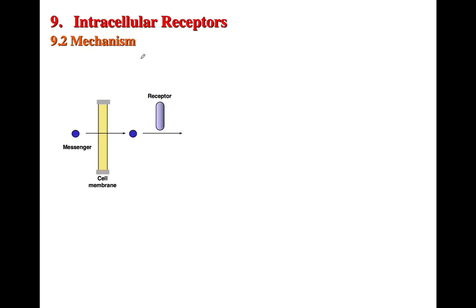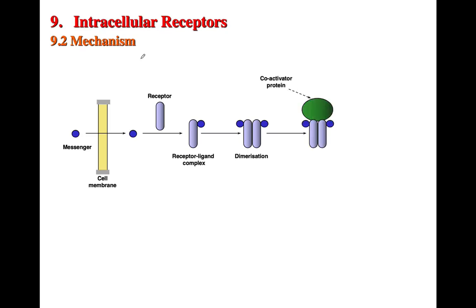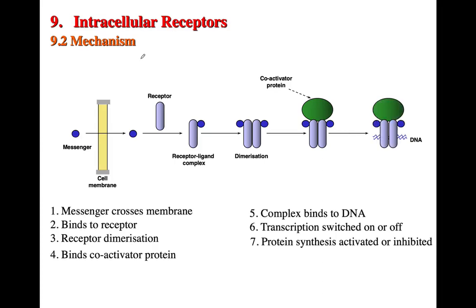So let's talk a little bit about the mechanism. The messenger is going to cross the cell membrane because in this case it is actually hydrophobic. It's then going to create a receptor ligand complex, leading to a dimerization of the receptor ligand complex. A coactivator protein is going to be added to that complex, which is going to bind to DNA, then leading to transcription being switched on or off. With transcription being switched on and off, it will lead to either protein synthesis being activated or inhibited.